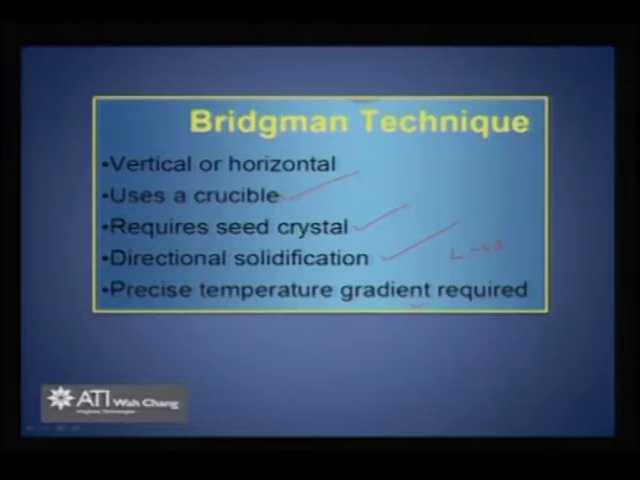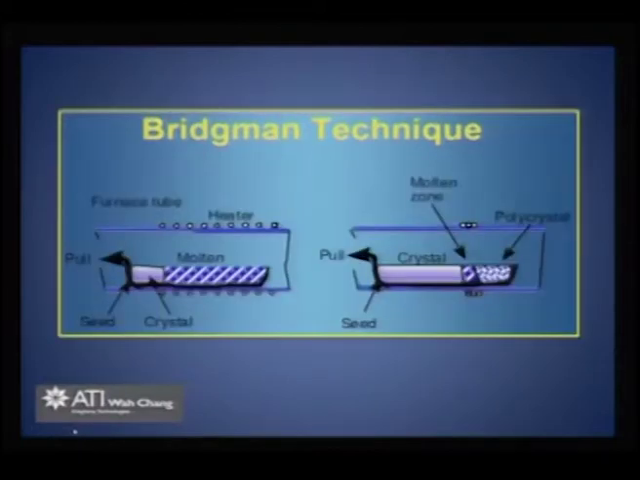What is required here in this pulling technique is a precise temperature gradient, and this is the way a Bridgman technique is realized. You have a heater which will melt your feed, and therefore what you see here is a molten substance of any material that you want to grow as a crystal, and you pull it in one direction. This is kept in a furnace, and this furnace can be divided into different zones.